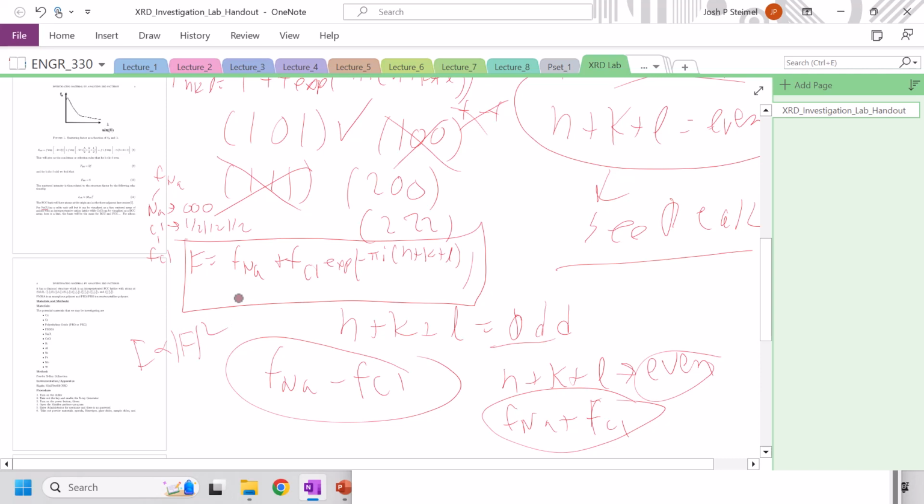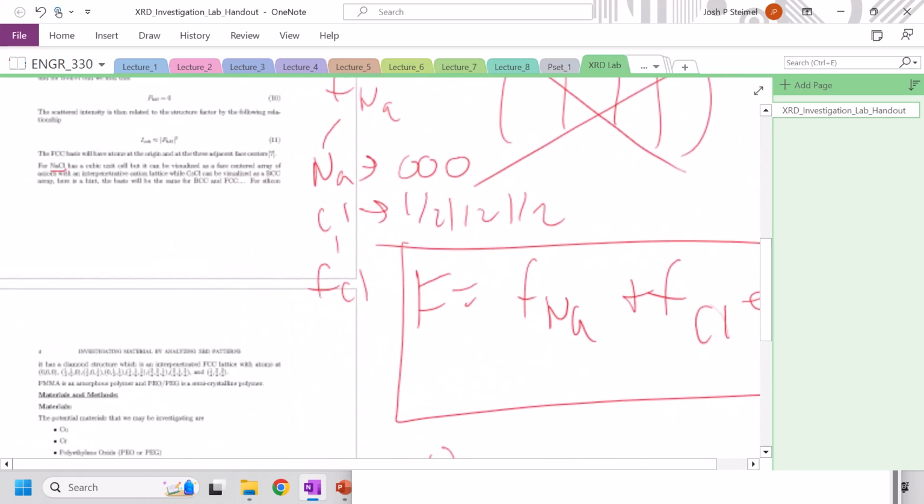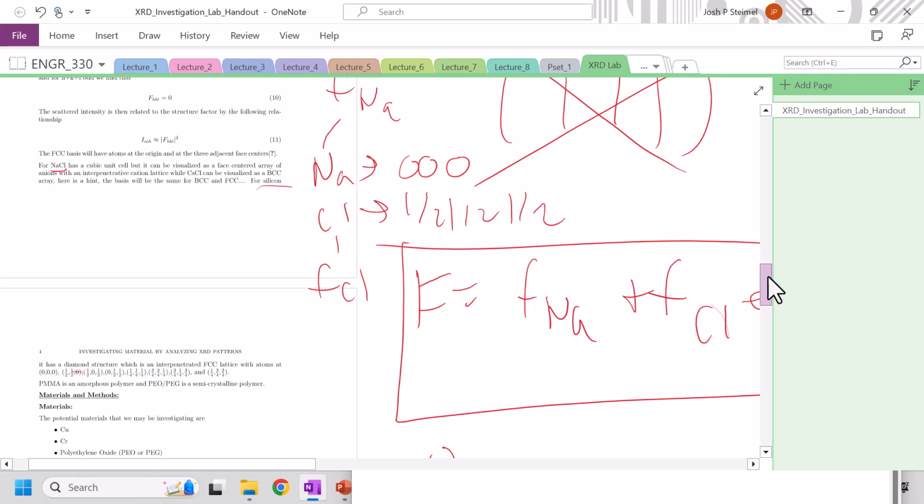You can do something very similar for CsCl, so those types of structures as well, and you can work on your own. Hopefully this has been a big enough hint for your silicon as well. So that's all the pre-lab.